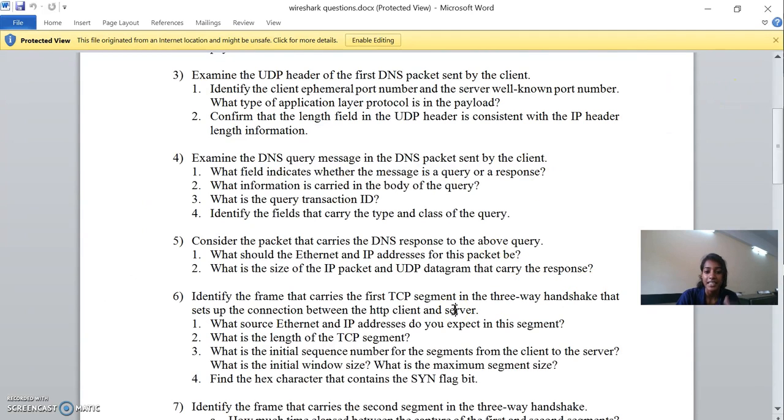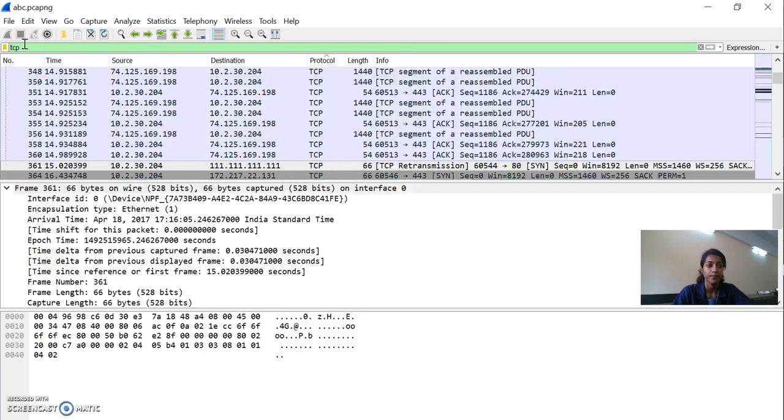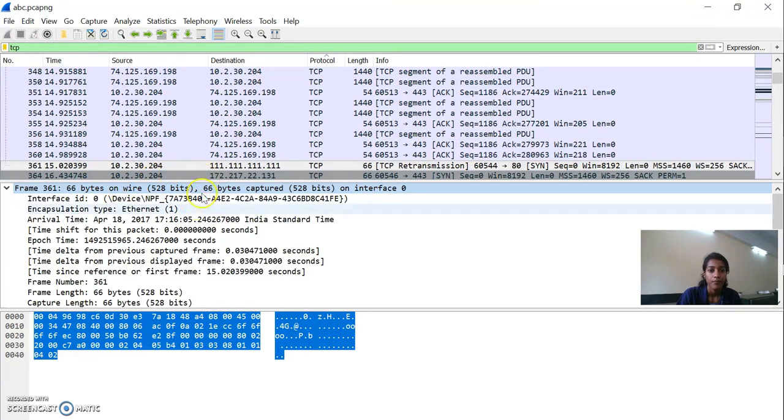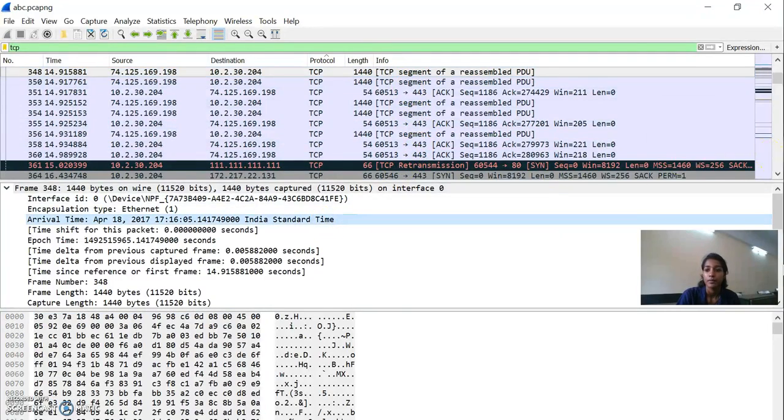Identify the frame that carries the first TCP segment in the three-way handshake that sets up the connection between the HTTP client and server. So this is the question. Now since they are asking about TCP, go to Wireshark and earlier where you typed DNS, go and type TCP. Okay. So the source IP address is 74.125.169.198 here, and the destination IP address is this, and the protocol uses TCP. So the length they say it is 1440, and the information they've given is TCP segment of a reassembled PDU.